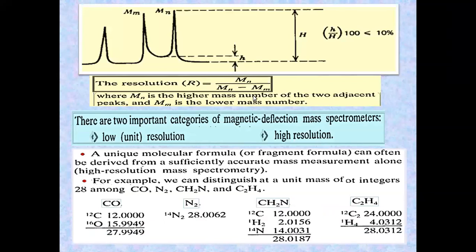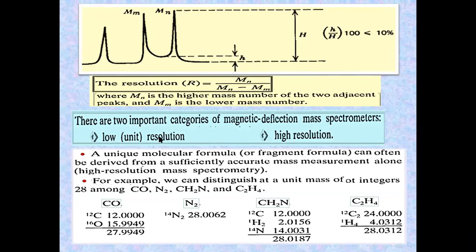With mass spectrometry, we have two types of resolution: simple resolution and high resolution. How can we calculate the resolution? We calculate the ratio of Mn, which means the high mass number, and the difference between Mn and Mm, where Mm means the lower mass number. We choose two neighboring peaks, which at the same time must be the highest two peaks, and we carry out our calculation to find the ratio of resolution.